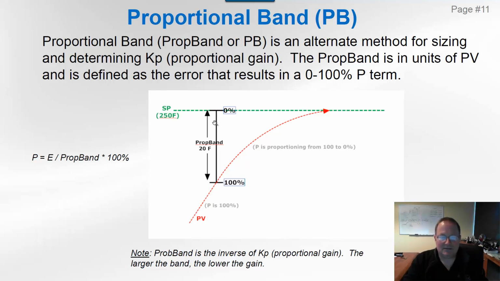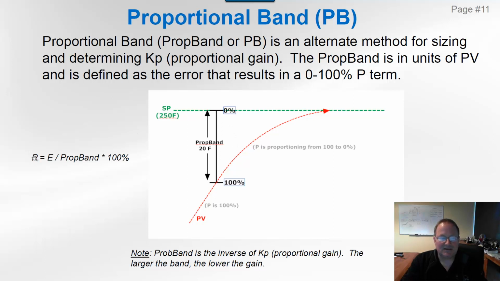So in a temperature example, here we are at 250 degrees, proportional band would be sized based on a certain temperature. And so here I've sized a 20 degree Fahrenheit proportional band. And it basically defines the range of the process range, which will derive a 0 to 100% P term. Okay, so in most of our cases, the 100% is at the bottom of the band and 0 is at the top of the band.